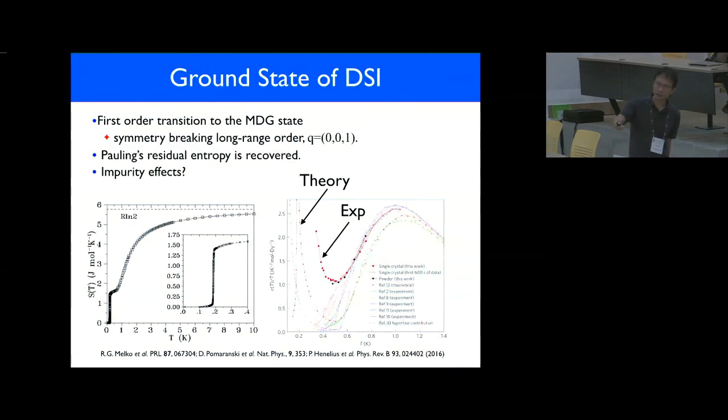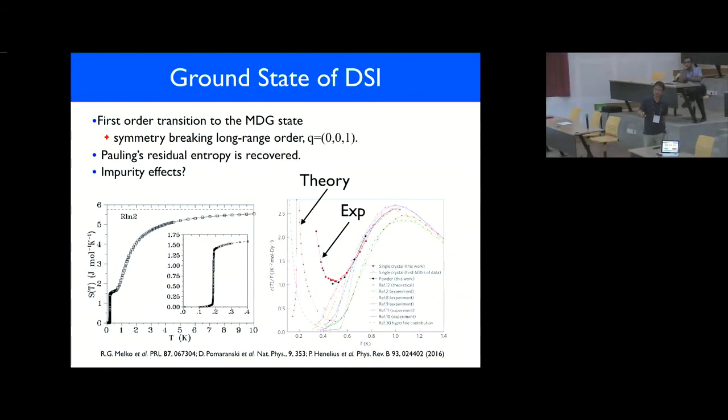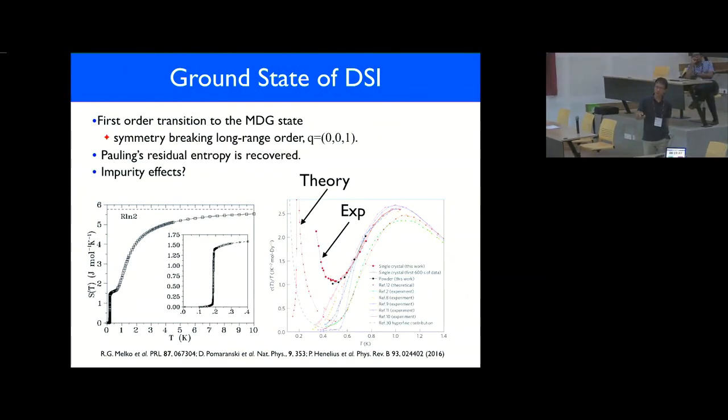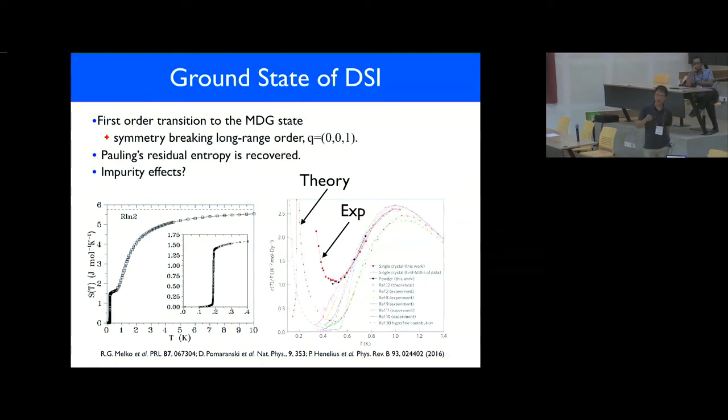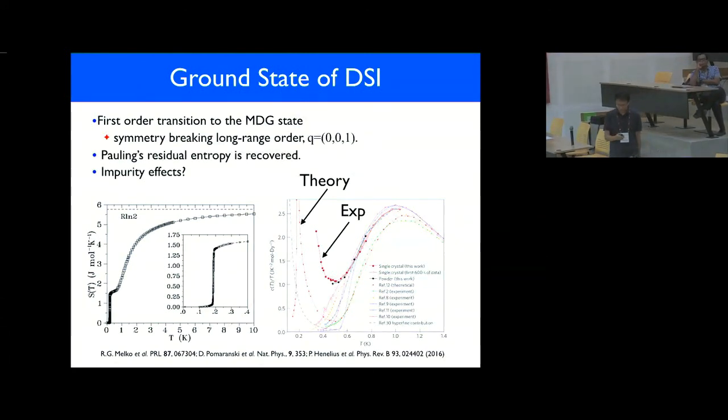So it shows signs that the Pauling entropy is partially recovered, but it's far from what the theory predicts, and there's some argument that this might be an impurity effect.